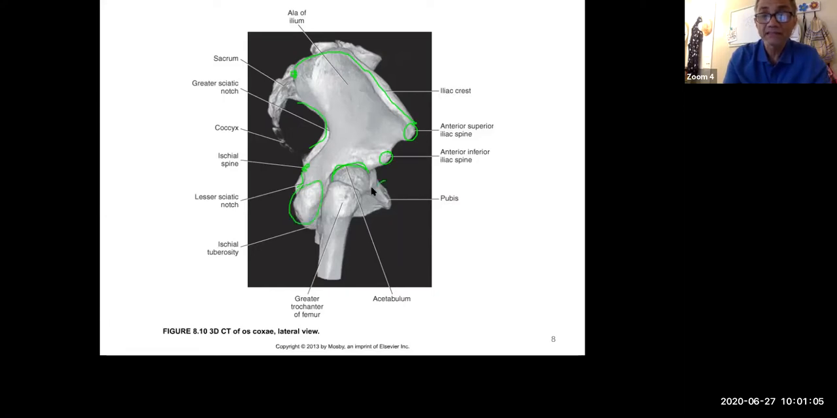You go further down, this is the ischial bone. That's the pubic bone. The pubic bone is always oriented toward the anterior, and the ischial bone is always oriented toward the posterior. A rough area on the ischial bone, we call it the tuberosity, and this is used by your hamstring muscles to attach.